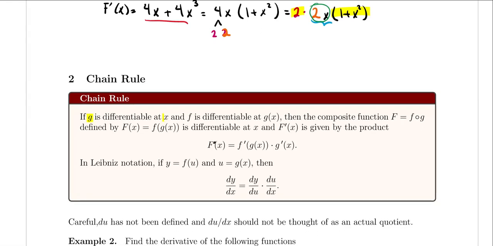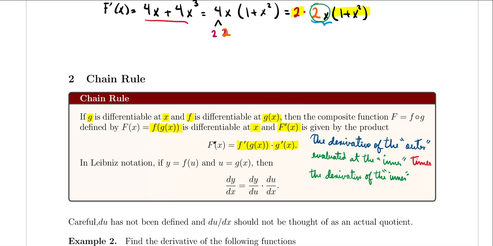If g is differentiable at x and f is differentiable at g of x, then the function composition f of g of x is also differentiable at x, and its derivative is given by the following product. It's going to be f prime at g of x times g prime of x. So in other words, it is the derivative of the outer evaluated at the inner times the derivative of the inner function. Alright, so this is the chain rule.